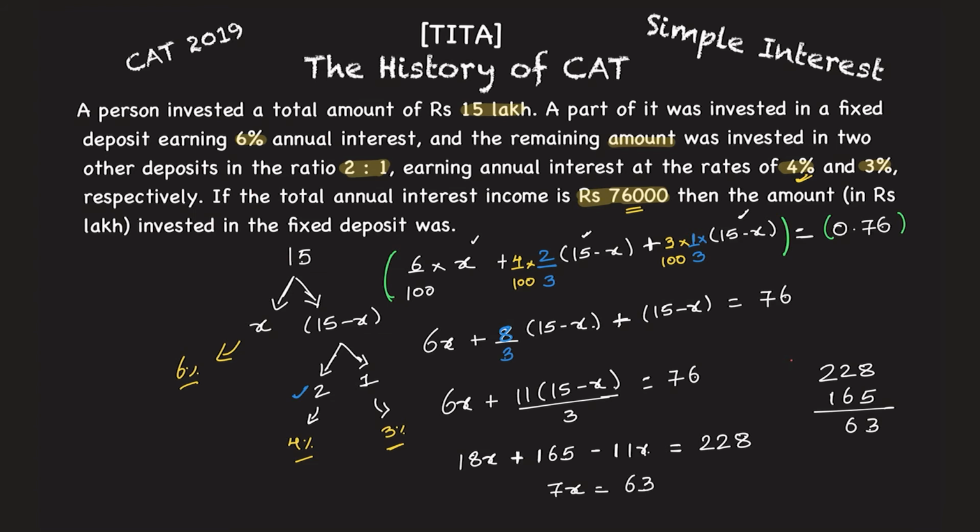So x comes out to be what? x comes out to be 9, and that is your answer to this question. 9 is your answer to this theta question. No option here because it's a theta question. So all that you have to do here is just make a good equation.